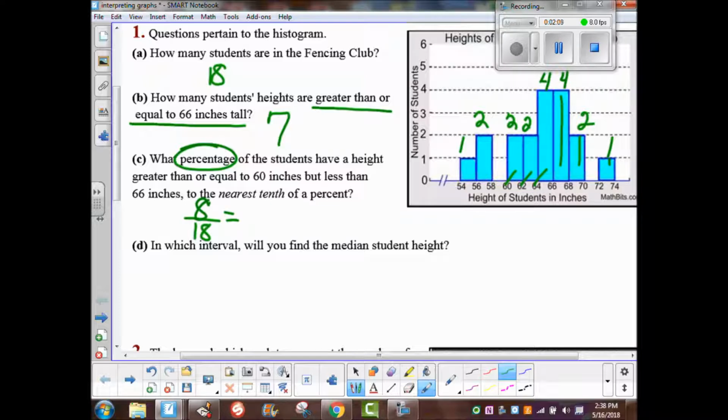What is that to the nearest percent? Who's got it? Nearest percent? 44.4%.